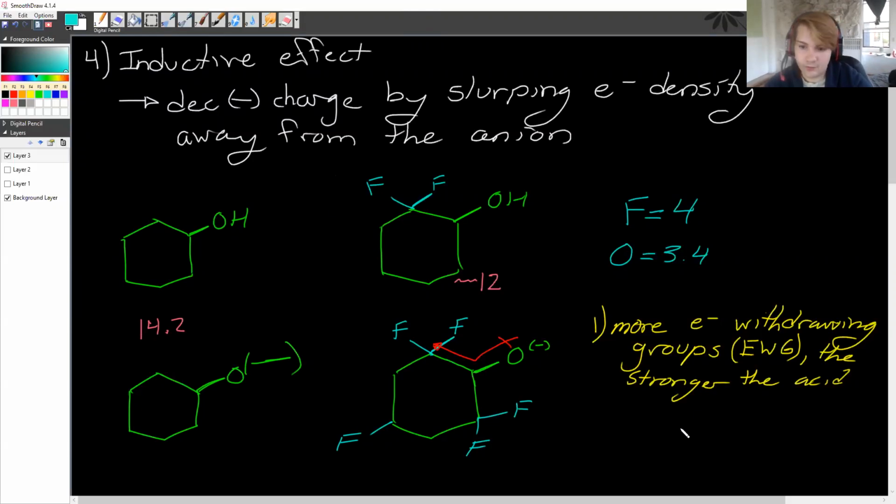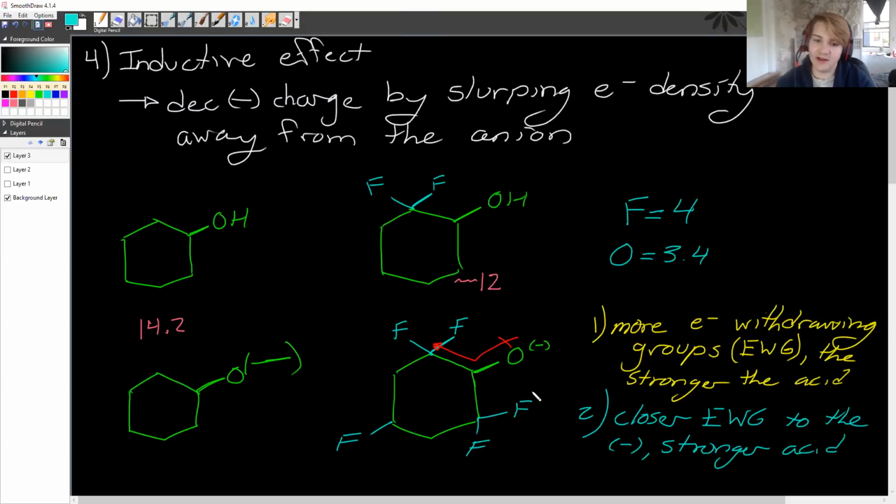Likewise, what we can say is that the closer the electron withdrawing group is to the negative charge, the stronger the acid. Right? And that makes sense. If we're trying to slurp electron density away, the closer you are, the more of an effect you have.